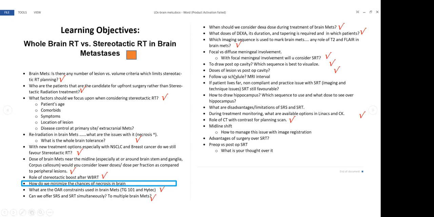What dose do you see over hippocampus in stereotactic? To be honest, for the single fraction, we don't have any specific dose for the hippocampus. We don't have a clear dose, but we try to keep it below 6 or 7 gray.